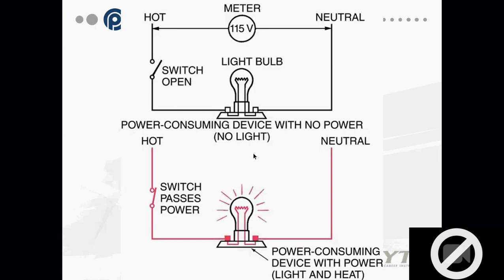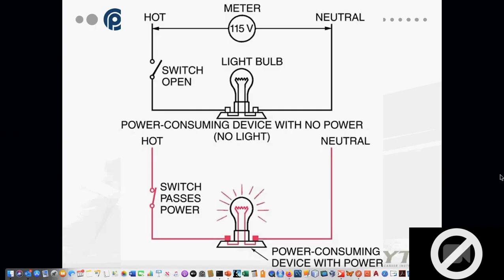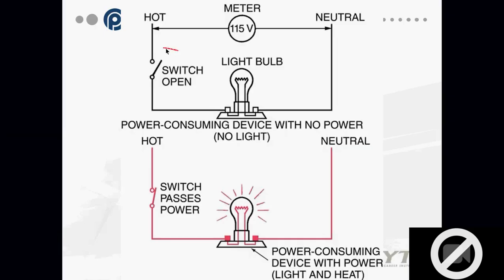Okay, so here we come back to our open and closed switches. We have our top circuit here. Our top circuit here, we have what's called an open switch. The light bulb is not on, the switch is off.